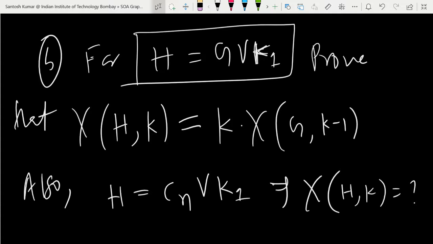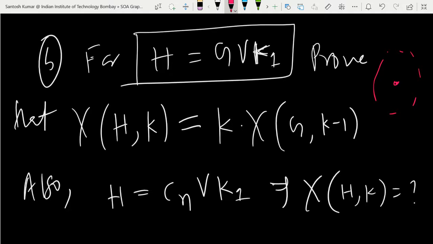N plus 1. Yes, correct. N plus 1, because n vertices you take for G and one vertex for K1. You join each of the n vertices of G to K1. So we will have n plus 1 vertices in all. Just consider K1 is just one vertex and that will be joined with the n vertices of G. G may be anything, G is not restricted. G can be any graph.